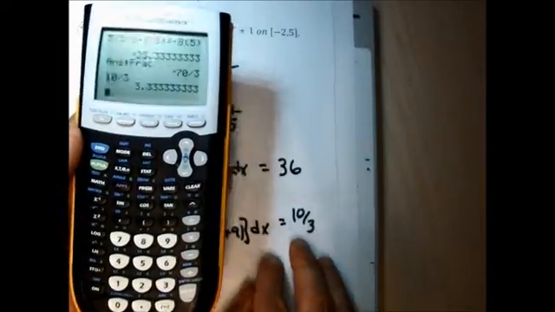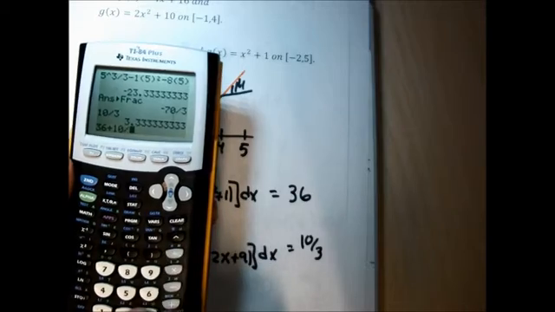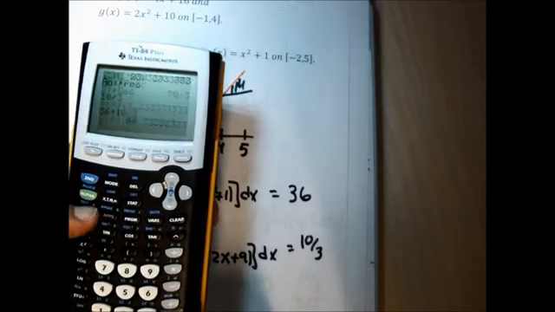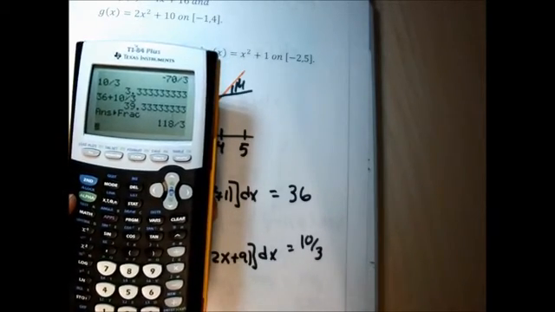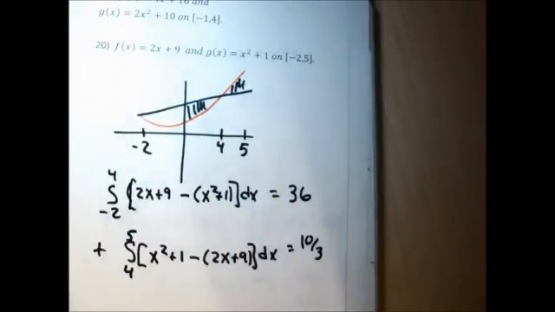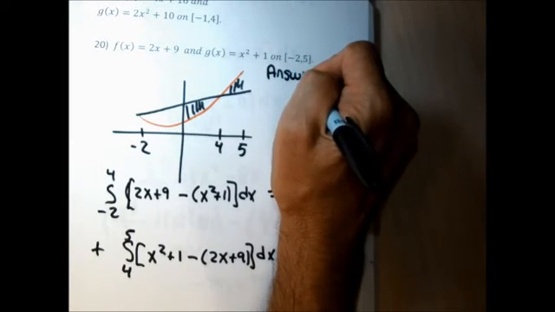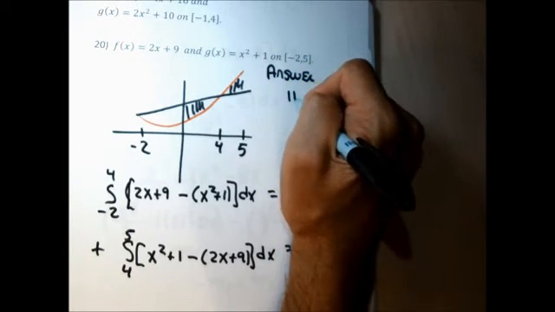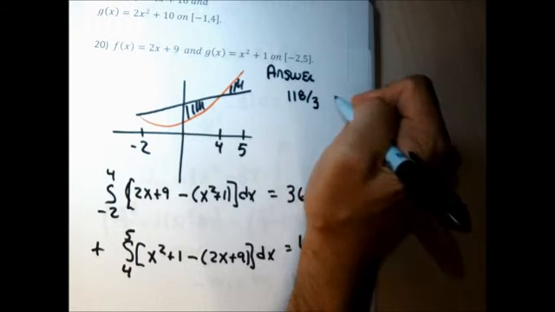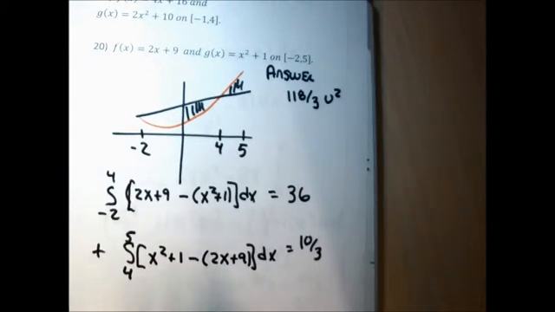So finishing this up, I'm going 36 plus 10 divided by 3, math, enter, enter. My shaded area represented there is 118 over 3 square units. So the answer to problem 20 is 118 over 3, and then I don't put the units squared in, but you could put them in just fine.